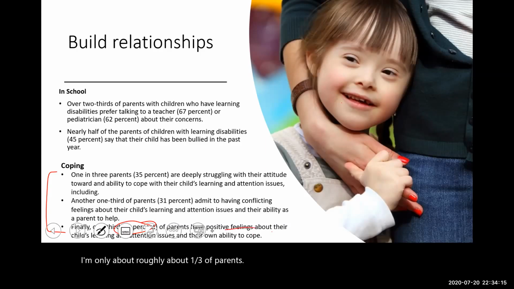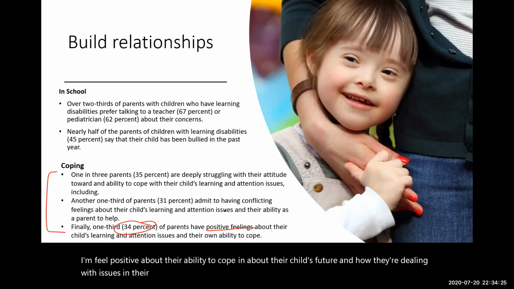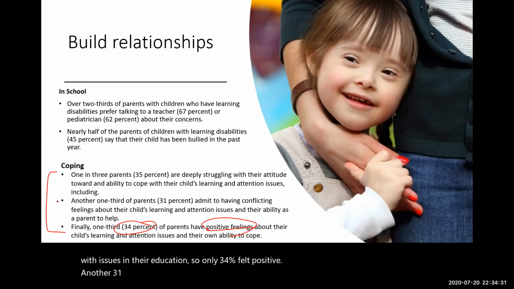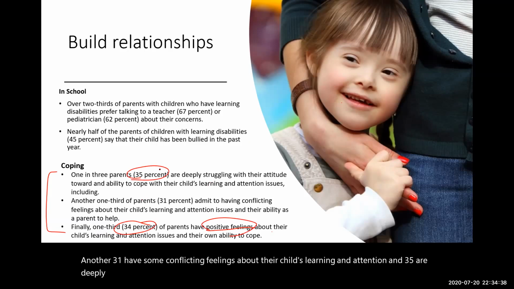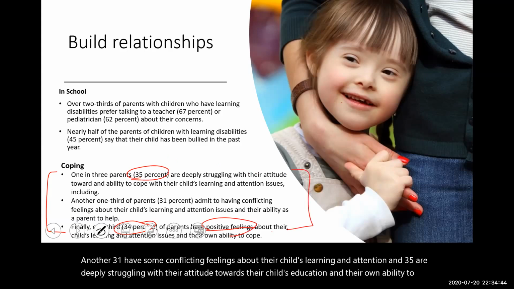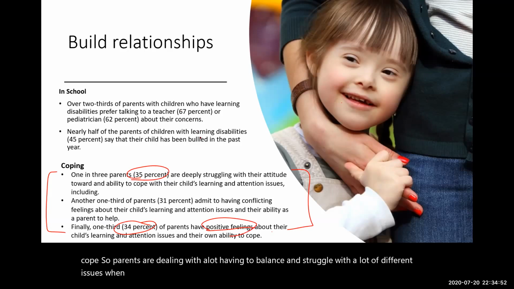feel positive about their ability to cope and about their child's future and how they're dealing with issues in their education. So only 34% felt positive. Another 31% have some conflicting feelings about their child's learning and attention. And 35% are deeply struggling with their attitude towards their child's education and their own ability to cope. So parents are dealing with a lot, having to balance and struggle with a lot of different issues when they're raising a child with special needs.